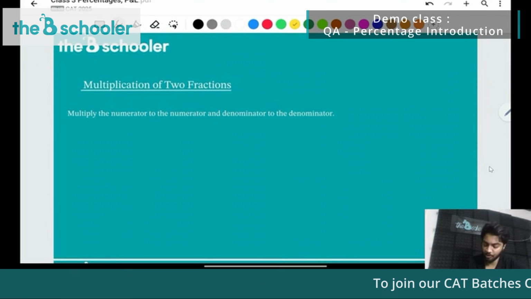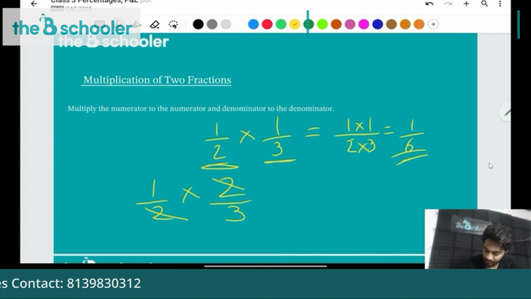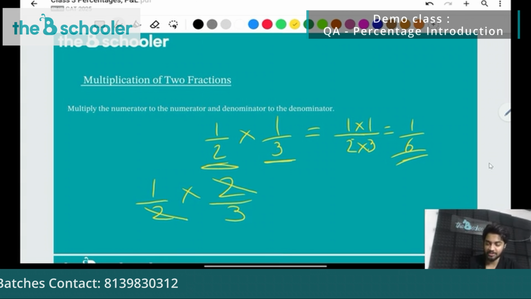One thing that you can do in multiplication is, if it was 1 by 2 into 2 by 3, you can simply cancel out these two. You can cross cancel. When it is 1 by 2 into 2 by 3, you can cross cancel and you will get 1 by 3 as the answer.